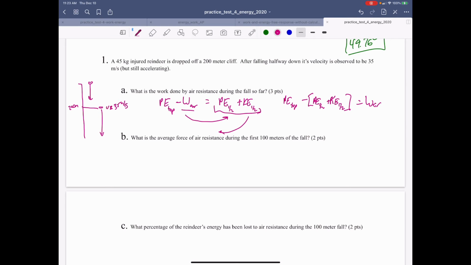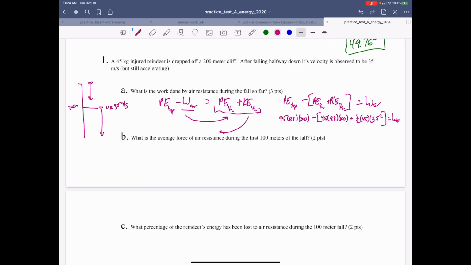All right, so let's just do some numbers now. So this will be m of 45, g of 9.8. The original h was 200, minus the mgh of halfway down, which is 100, plus a 1/2 times 45 times 35 meters per second squared, since now it's only going 35 meters per second. That's going to be equal to the work done by air resistance.